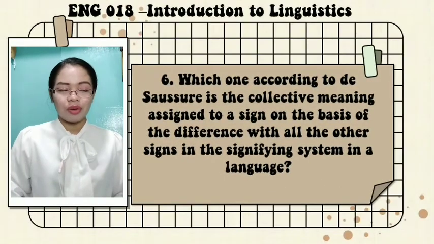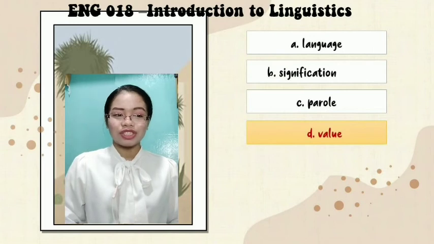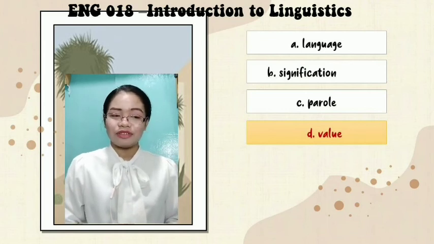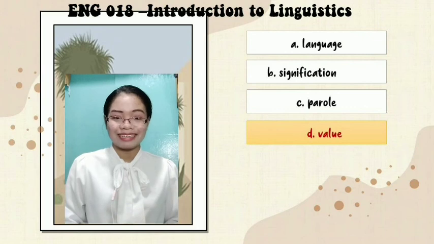So going back to our question number 6, what do you think is the correct answer? So the correct answer for question number 6 is letter D, value. Again, what is value? According to de Saussure, it is the collective meaning assigned to a sign on the basis of the difference with all the other signs in the signifying system in a language. So that is value.